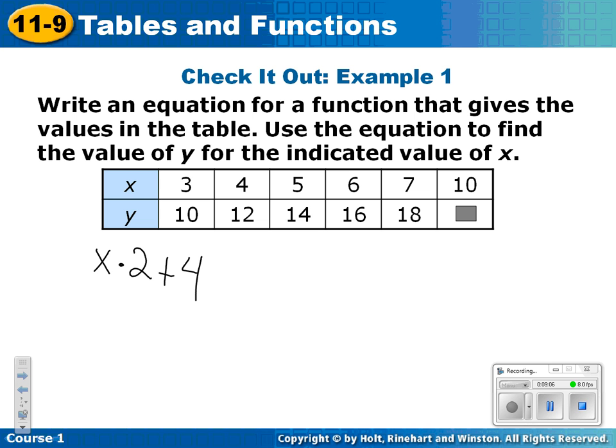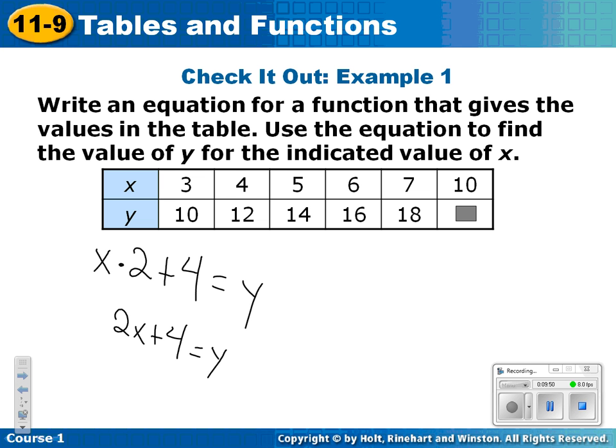Let's test it out. 3 times 2 is? Plus 4 is? Perfect. 4 times 2 is? Plus 4 is? Well, 5 times 2 is? Plus 4 is? Okay, perfect. It works. That is it. Let's make it pretty though, because right now we have an ugly equation. Make it pretty. 2x plus 4 equals y. You can't forget that.